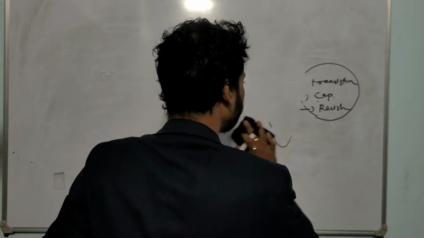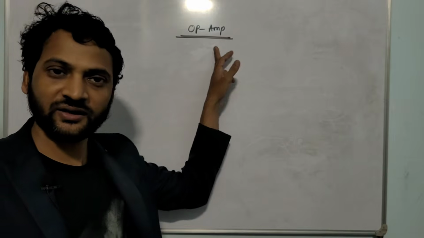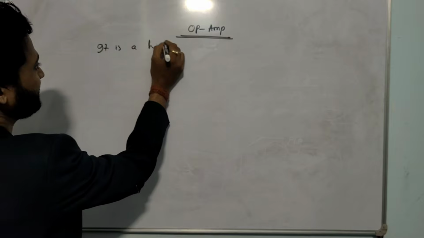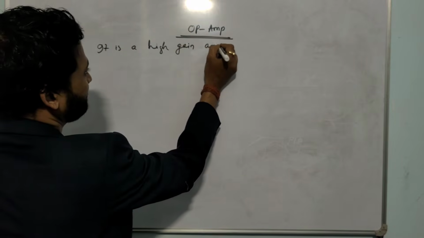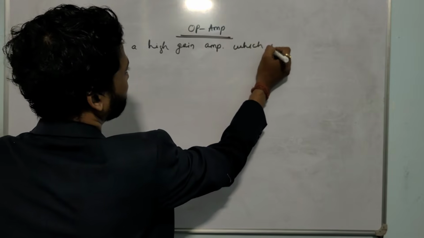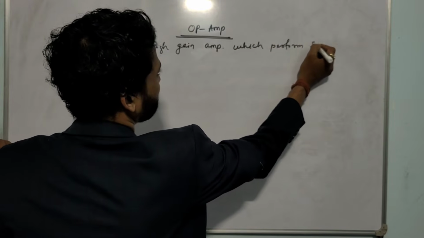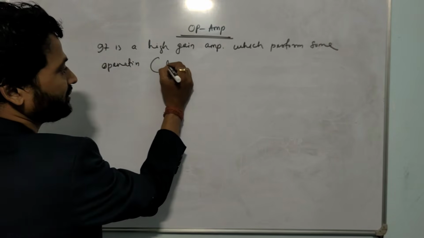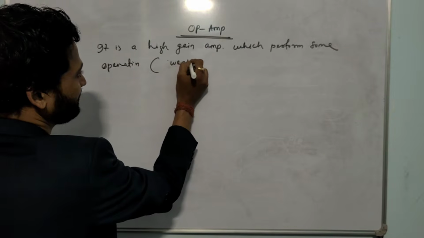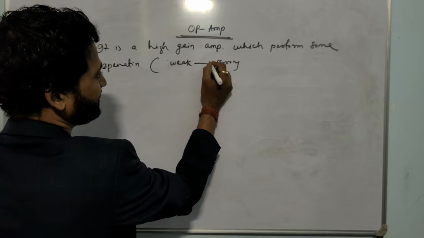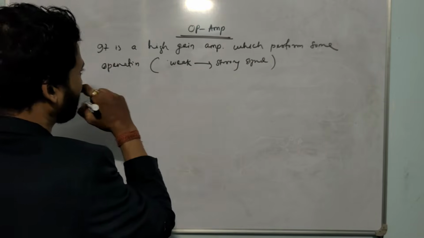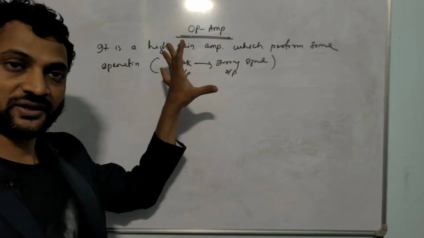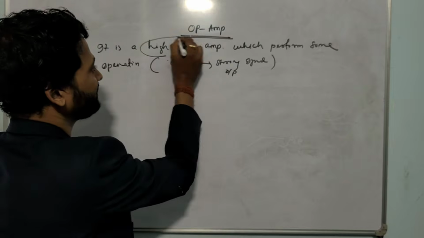But our topic is the operational amplifier. What is an operational amplifier? It is an amplifier with high gain, a high gain amplifier which performs some operation, like converting a low or weak signal to a strong signal, so the input is weak and the output is strong. Again I repeat, an OPAMP is an amplifier, but it has high gain.